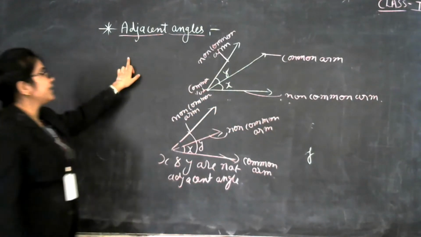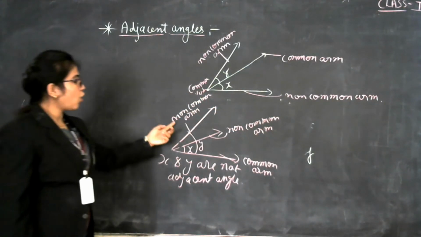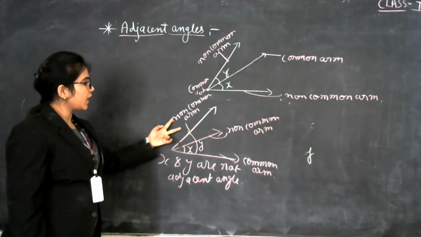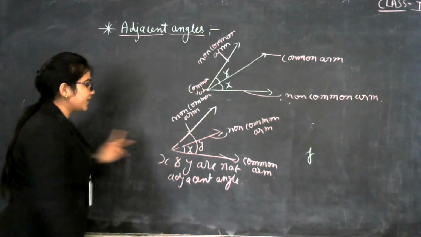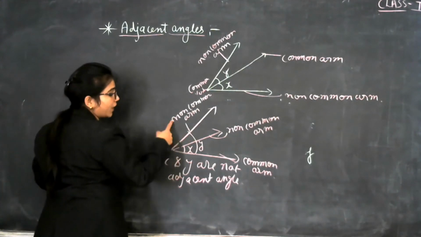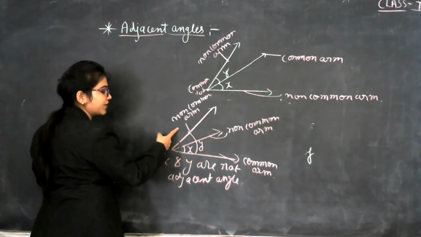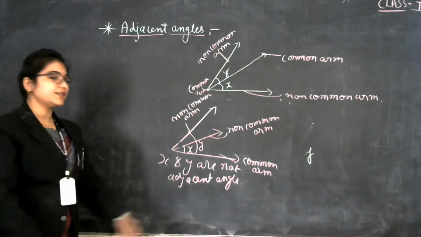Okay, so the adjacent angles condition is that the non-common arms are on different sides of the common arm, but here you can see the non-common arms are on the same side of the common arm. That's why x and y are not adjacent angles.